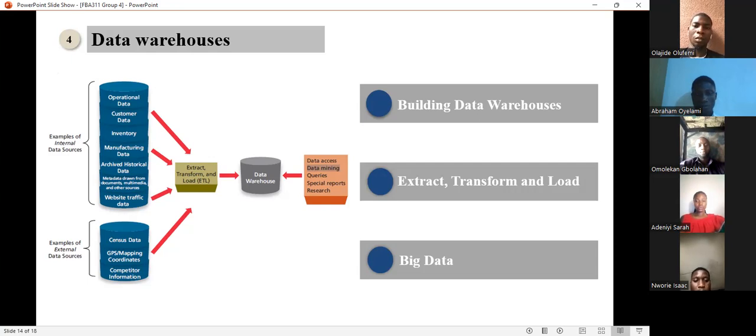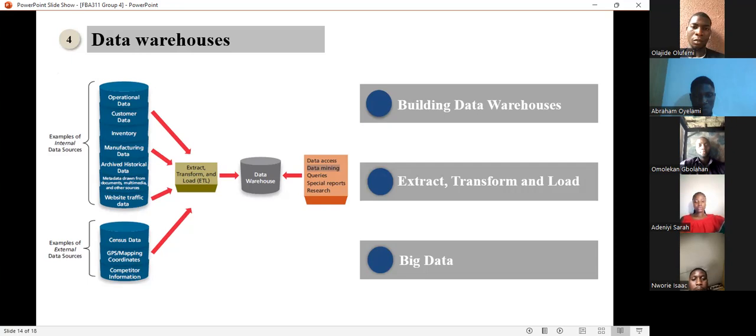So also we have examples of external data sources. We have sensors data. We have GPS mapping coordinates, and we also have the competitor information. This one is like a broader part of the data before transferring it to the data warehouse, basically. So for the competitor information, you want to see what the people outside the organization, the threats, are doing. You want to check their day-to-day activities, collect their information, review it, and compare it with your own before transferring it to the data warehouse.